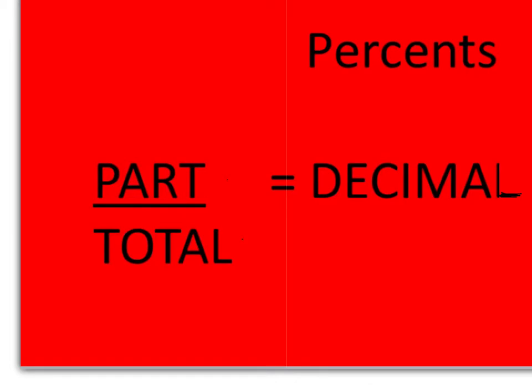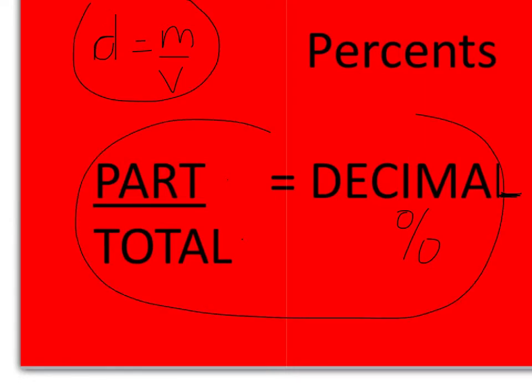The part over total equals the decimal, and the decimal we know how to turn into the percent. So this is a three-part equation. It's very similar to density equals mass over volume. There's three parts, and we know how to rearrange this equation, which means we should know how to rearrange this one.